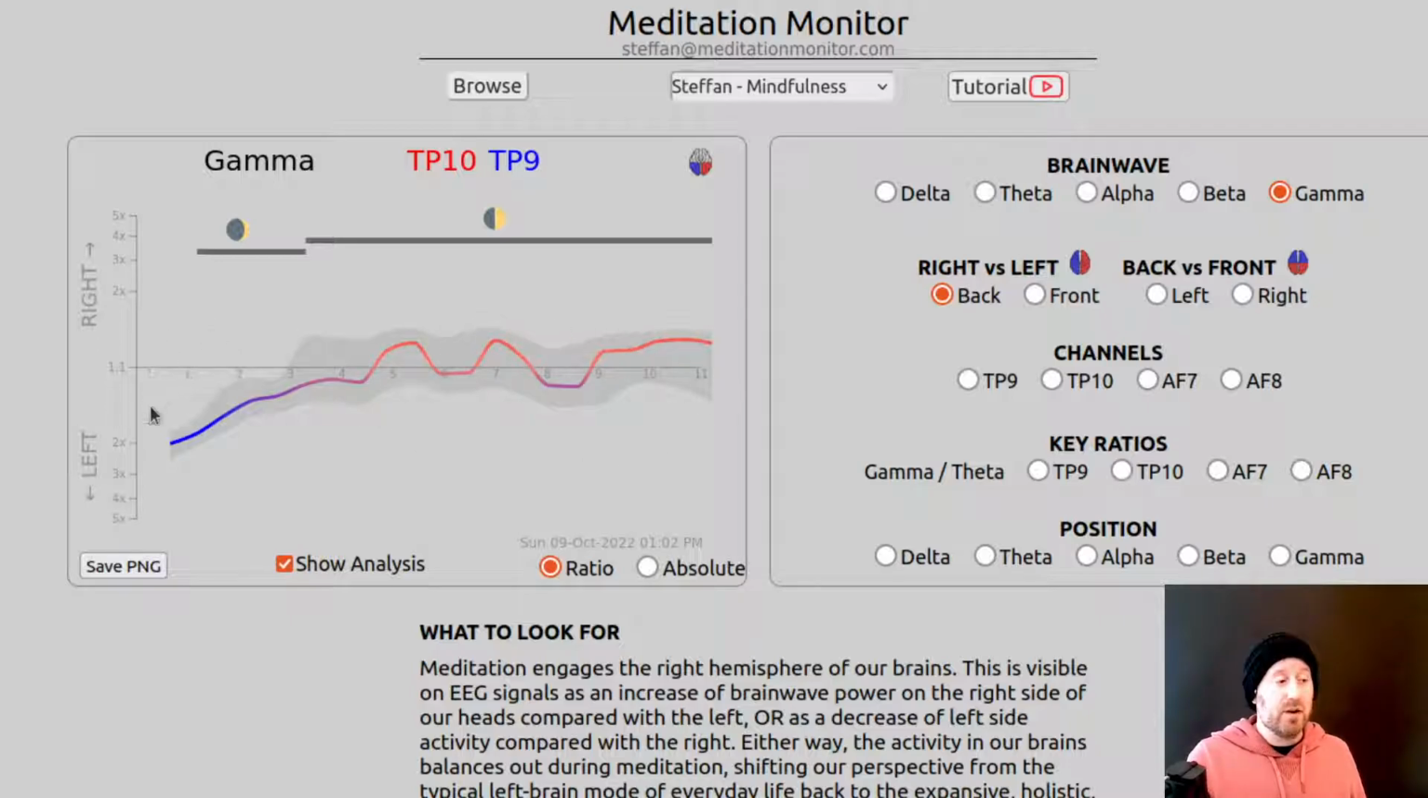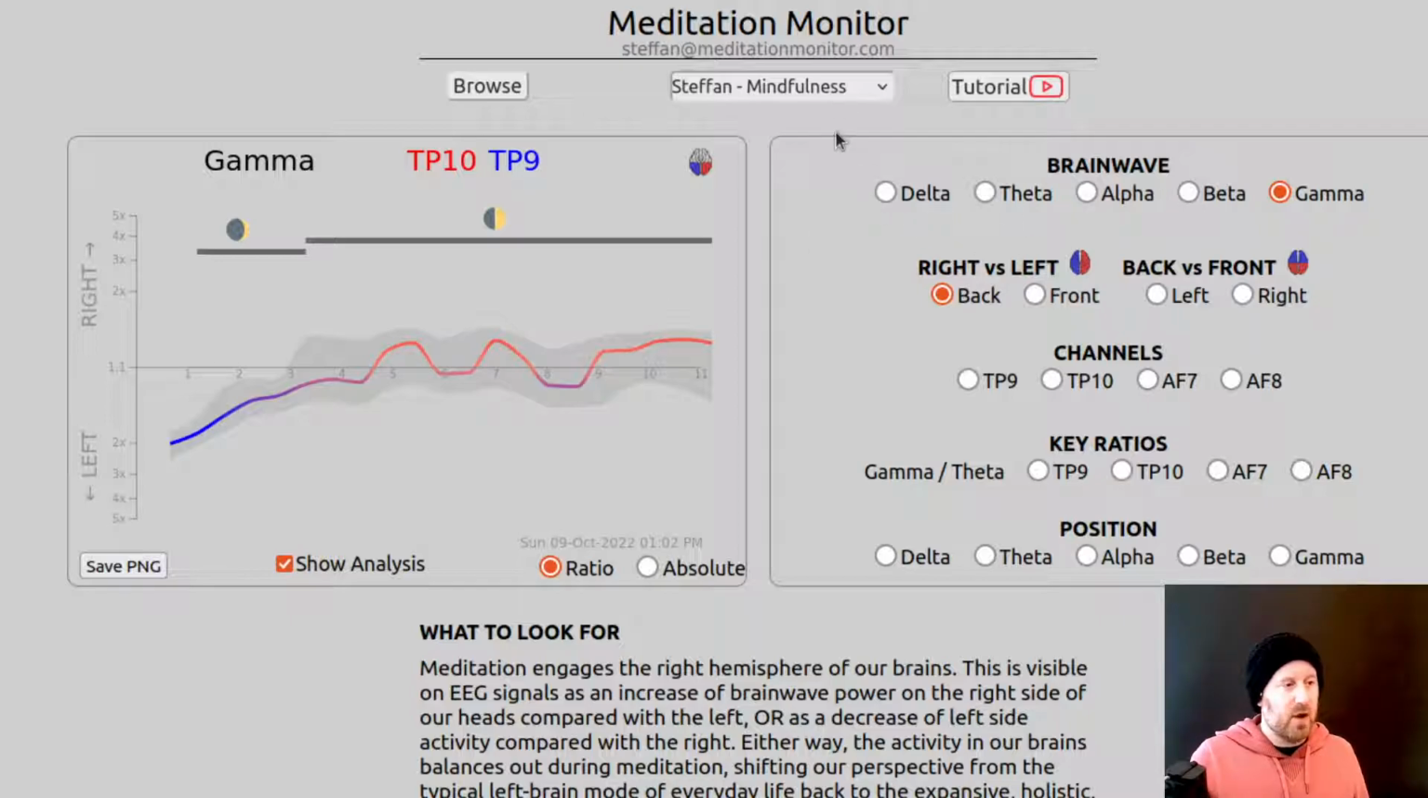Now, of course, the more left-brain types can be a sign of intense concentration, which has its own value. When these charts get more above the line, that can be more expansive, which has its own value. Let's see if I have another example.